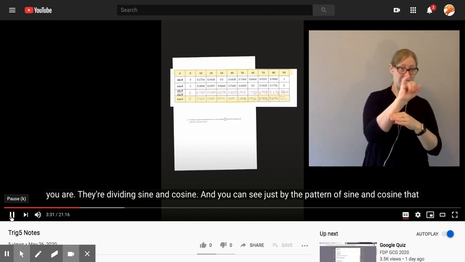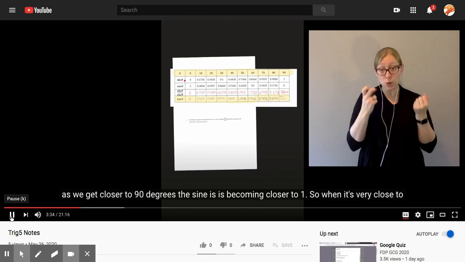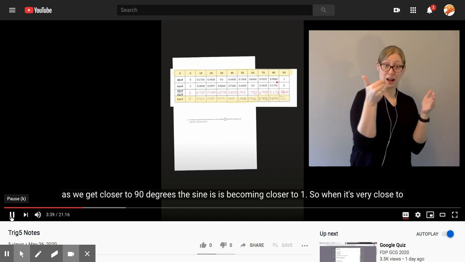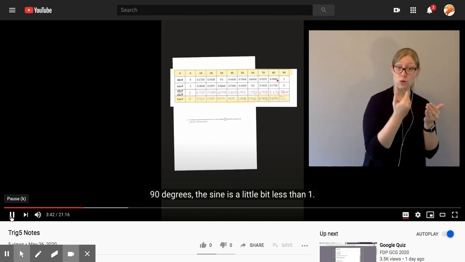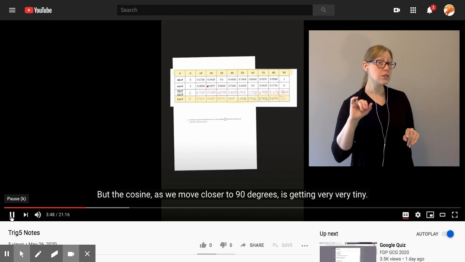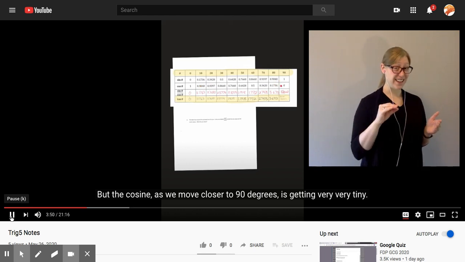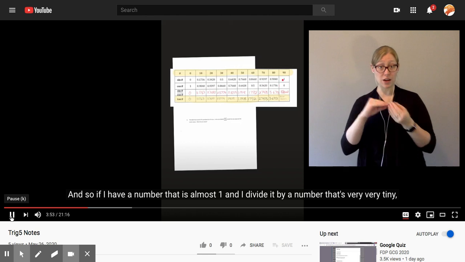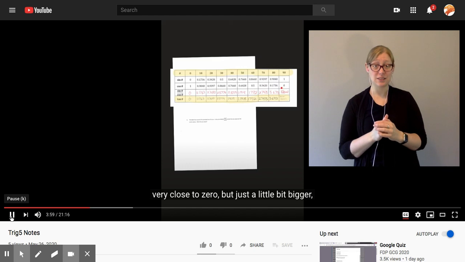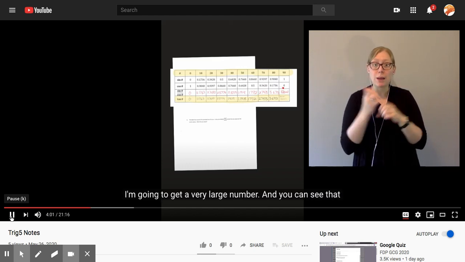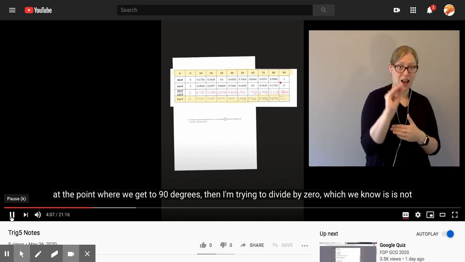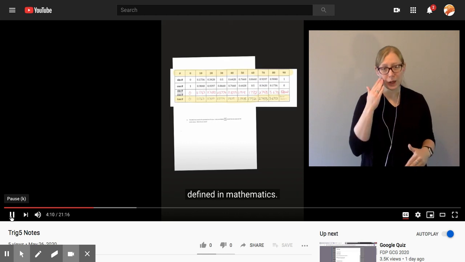You can see just by the pattern of sine and cosine that as we get closer to 90 degrees, the sine is becoming closer to 1. When it's very close to 90 degrees, the sine is a little bit less than 1. But the cosine, as we move closer to 90 degrees, is getting very, very tiny. So if I have a number that is almost 1 and I divide it by a number that's very, very tiny, very close to 0, but just a little bit bigger, I'm going to get a very large number. At 90 degrees, I'm trying to divide by 0, which we know is not defined in mathematics.